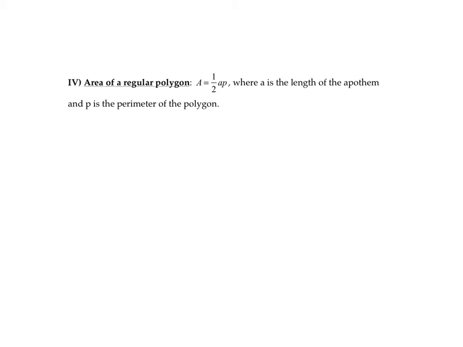Okay, finally, we're going to talk about the formula for finding the area of a regular polygon. It's a pretty simple formula. It says the area is equal to 1/2 AP, where A is the length of the apothem and P is the perimeter of the polygon. So sometimes these questions are a little bit challenging because finding the length of the apothem can be tricky and might involve using special right triangles or trig or the Pythagorean theorem, and also finding the perimeter might be a little bit challenging as well.